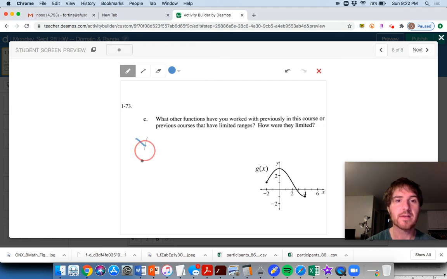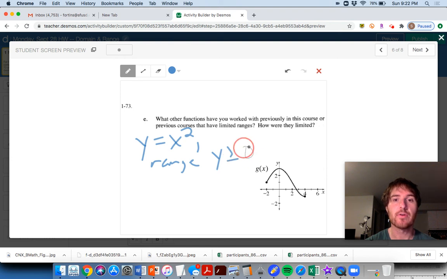Well, maybe you thought about this one, y equals x squared. The range of that one was that y is greater than or equal to 0, for instance, right? So this has got to be positive, because any number squared is a positive number. Any number times itself is going to be positive because 2 negatives multiplied is a positive number, and 2 positives multiplied is also a positive number.